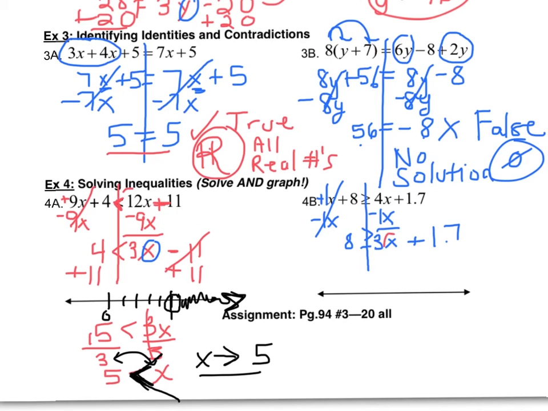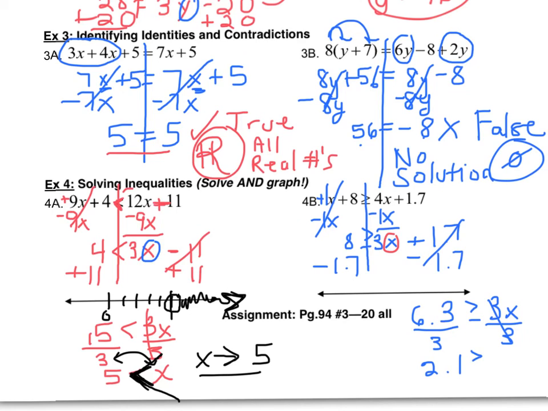Now, to solve it for x, we keep going. I'll get rid of the positive 1.7 by subtracting it. Subtract it there. And we get 6.3, our inequality sign, and 3x. Last step is to divide both sides by 3. And we have 2.1 is greater than or equal to x.